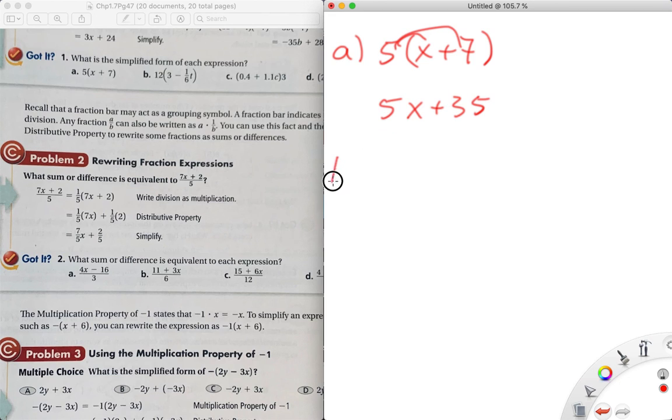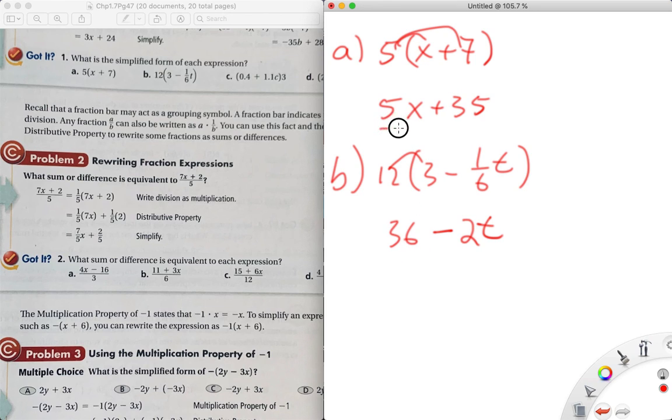For b, I got 12 times 3 minus 1/6 times t. 12 times 3 is 36. That minus sign stays. 12 times 1/6, 12 divided by 6 is 2, which is 2t. So then my final answer is 36 minus 2t.